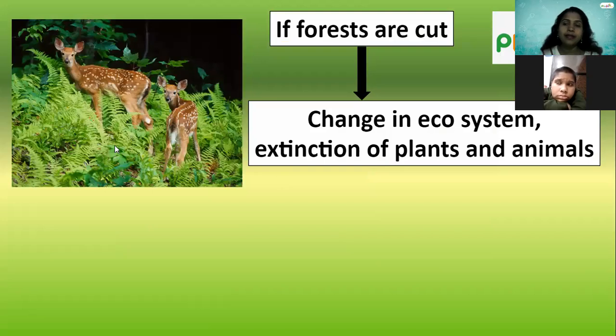And what happened? Those who are eating the plant, they are the plant eaters. So these deer are dependent on the plant, right? And who is eating the deer? The tiger, the lion. They are the flesh eaters. So they are dependent on them. So like this, what will be? Imbalance. The ecosystem will be imbalanced.